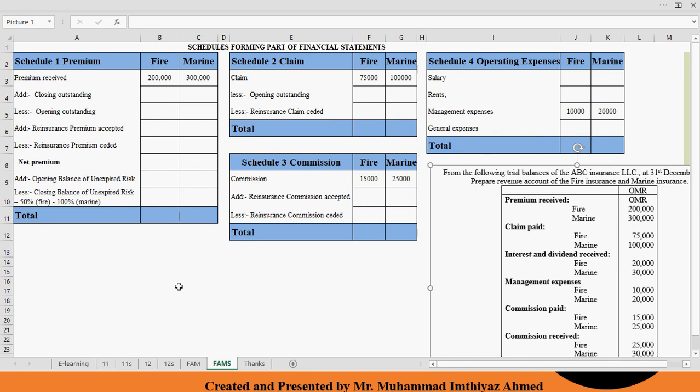Now we have to close first our schedules and then we need to close our income statement. So let's calculate fire premium total. So this total comes to 200,000 and marine total is 300,000. Now as I told you, we need to maintain closing balance of unexpired risk, that is 50% in the case of fire, and we need to maintain 100% in the case of marine. So if you maintain 100%, it is the same amount, but when we reduce from the fire, we are getting 50% claim, but in the case of marine, it is 0. So this is the difference, we have to keep it in mind.